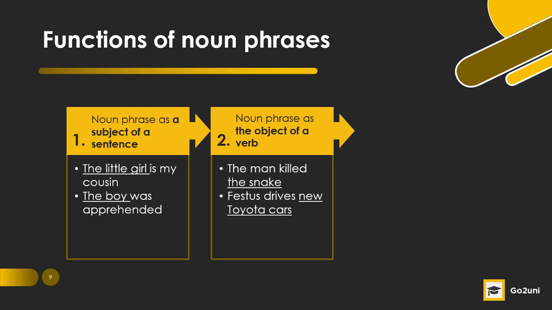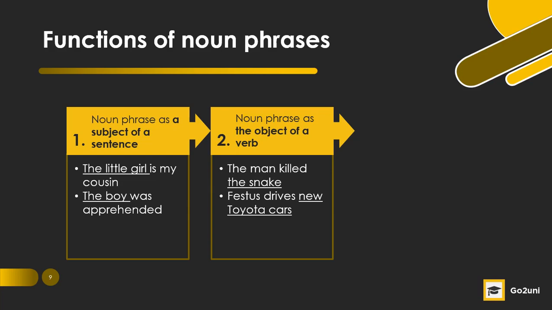The man killed the snake. Of course, you have two noun phrases in that sentence. The man is a noun phrase. The snake is also a noun phrase. But the second noun phrase is functioning as the object of a verb. And what is the verb in that sentence? The verb in the sentence is killed. Okay, so the man killed the snake. So the snake is a noun phrase and it is functioning as the object of the verb killed.